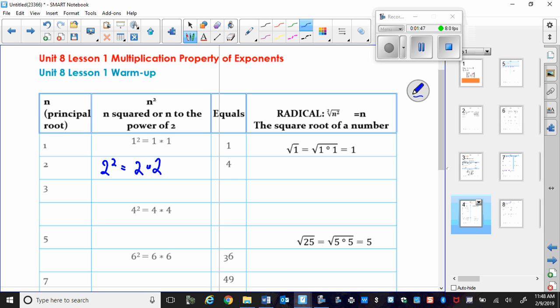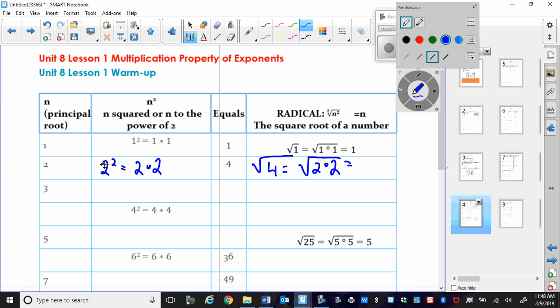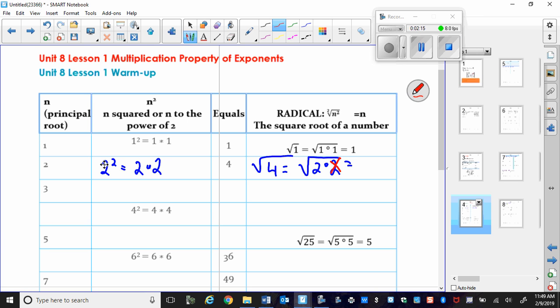Now, if we go radical form, it's like saying the square root of 4 equals the square root of 2 times 2. We broke the number up into factors, and what happens is we're looking for the reverse of that. We're looking for one number that produces the product 4 here, one number, you can square it, and that's going to be 2. So that's a lot of words I just used.